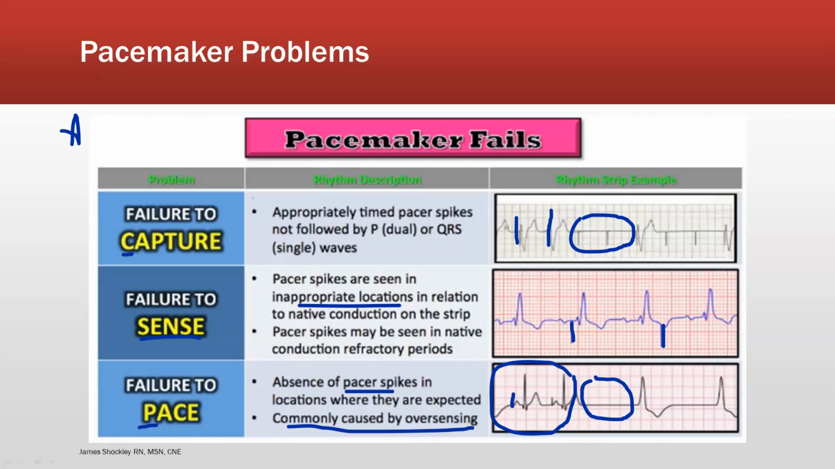For my students, this is nice to know. It's not need to know. I'm not going to ask you a question about failure to capture, failure to sense, failure to pace. If you can look at those three examples and go, oh, I know what a pacer spike is, and I know that it should either be in front of the P wave or the QRS or both, these pacer spikes definitely are not that, then you know enough to do well for basic nursing.